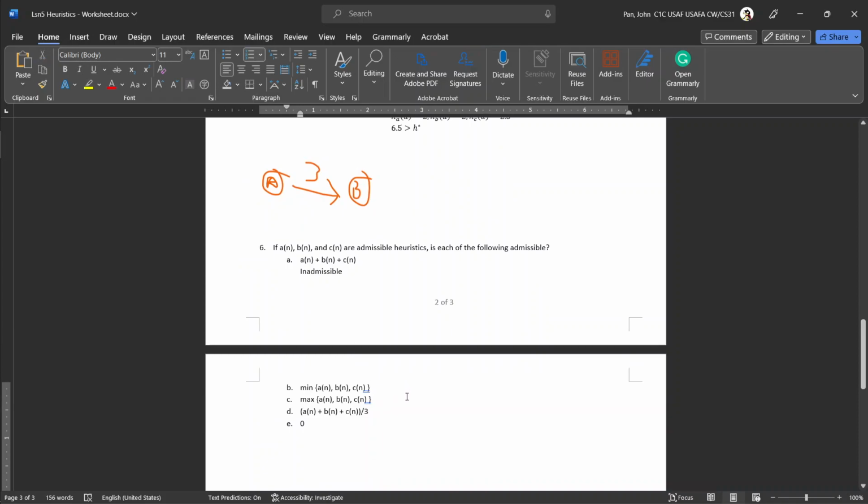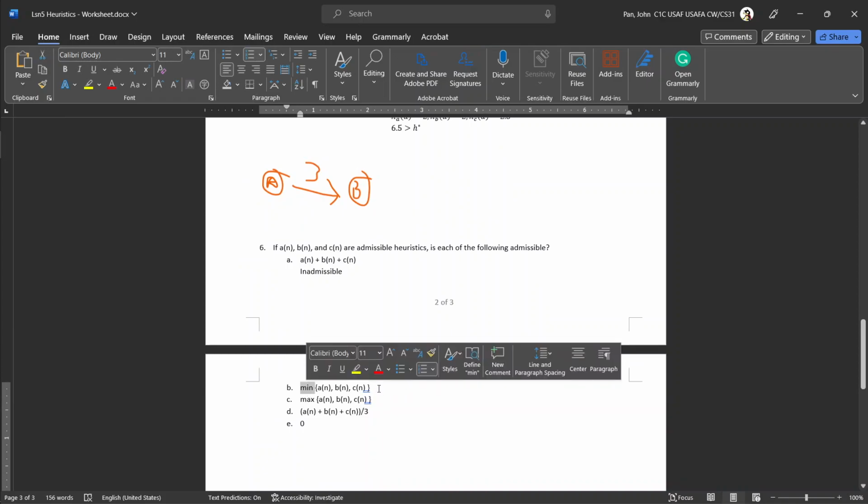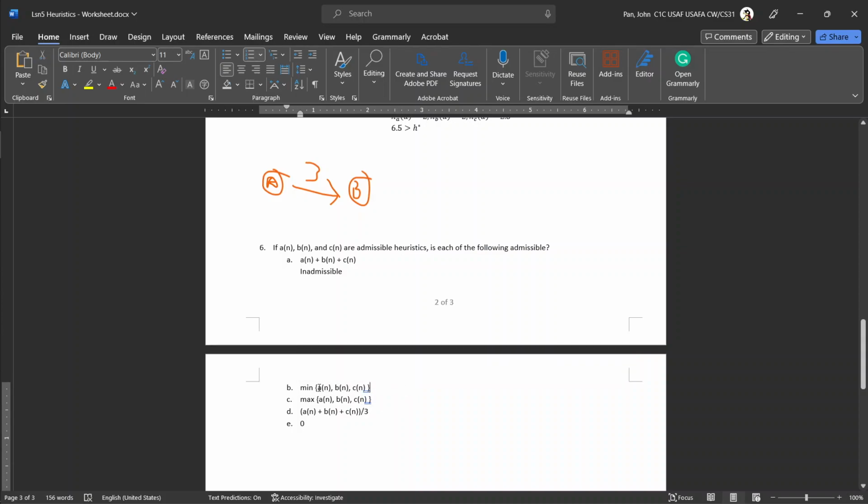For B, this is admissible. Why? Because if all 3 heuristics, heuristic A, heuristic B, and heuristic C, are all admissible, then taking the lowest one can't possibly increase that over the limit. So, admissible. Maybe one day I'll learn how to spell that.